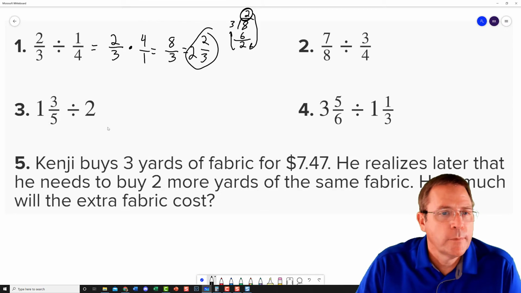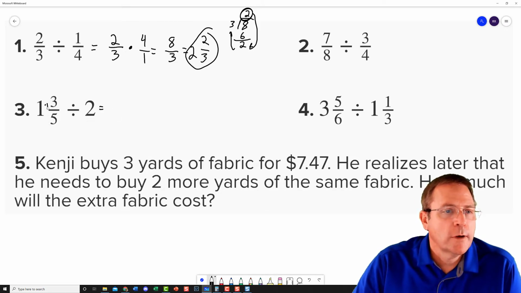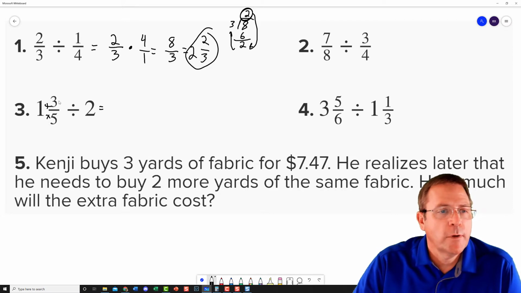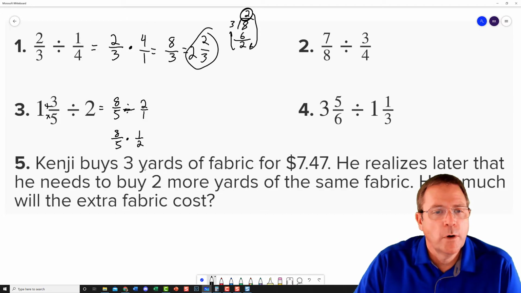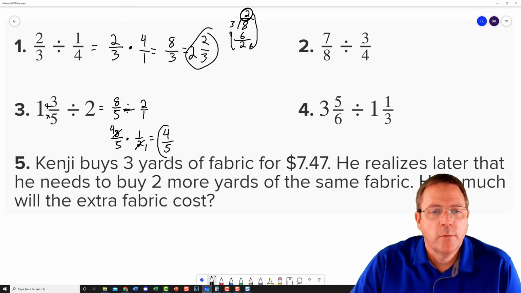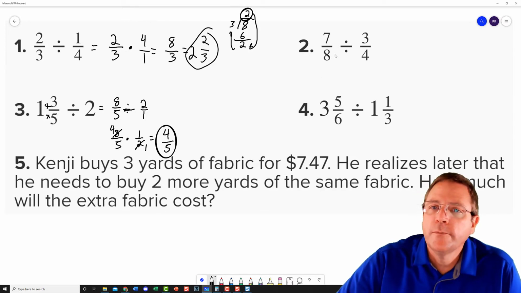For this one, we're going to make them into improper fractions first. So we're going to use the Texas approach for that part. 5 times 1 is 5, plus 3 is going to be 8 over 5 divided by 2 over 1. Then we're going to keep, change, flip. That's going to give me 8 over 5 times 1 over 2. Simplify. 2 goes into 2 once. 2 goes into 8 4 times. And multiply. 4 times 1 is 4. 5 times 1 is 5. And we're going to circle that answer.